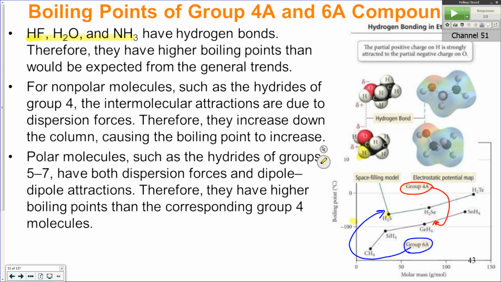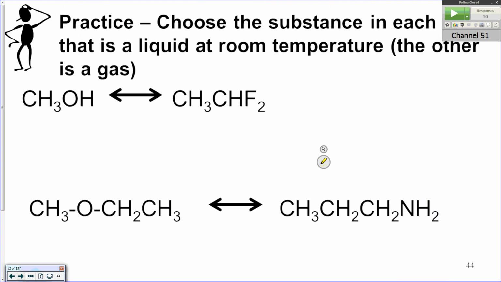As I get to larger and larger molecules, I see a slight increase, and that increase is due to increased dispersion forces. The boiling points and melting points get slightly larger and larger. These are boiling points, and I see a similar thing in the 6A family. If I look at the 4A family, I see a very similar trend. These are all nonpolar molecules, and as the molar masses increase, the boiling points go up as well.